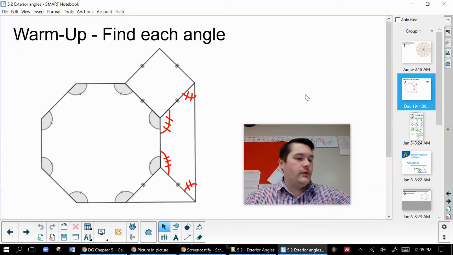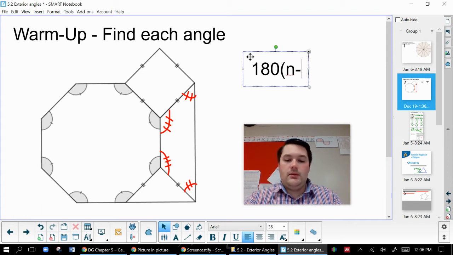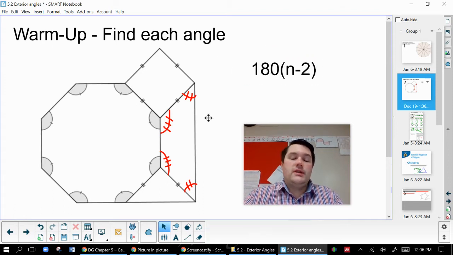Okay, so this video is going to cover section 5.2. In class, we went ahead and did this warm up. The big thing is we're using the conjecture we talked about in 5.1, which is the formula for the total number of degrees. So we got 180 times n minus 2. The first step would be to look at each of these shapes and come up with the total degrees.